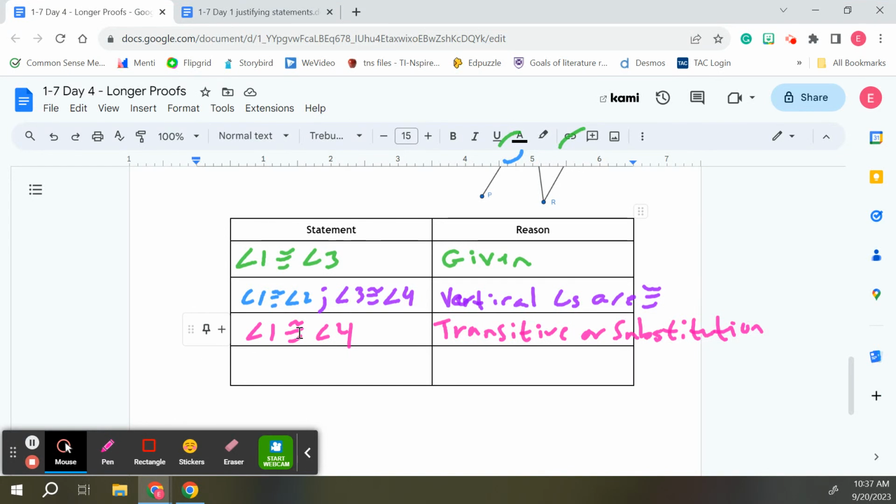Now, if we look here, I can see I have angle 1 and angle 4. I got to get angle 2 here. And if we look at this in green and this in blue, we see that angle 1 is kind of the pairing, right? So I'm going to take this angle 1, I'm going to replace it with a what? Angle 2, yep. So I get angle 2 is congruent to angle 4. Again, transitive or substitution property, whichever you decide. Okay.